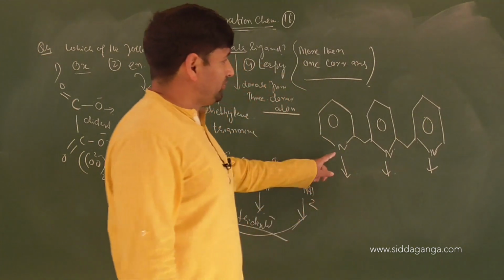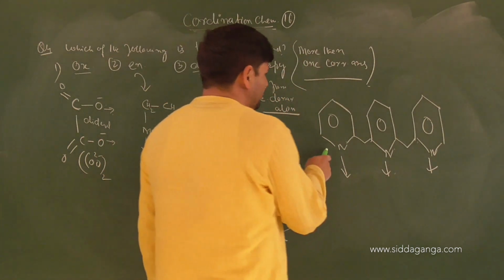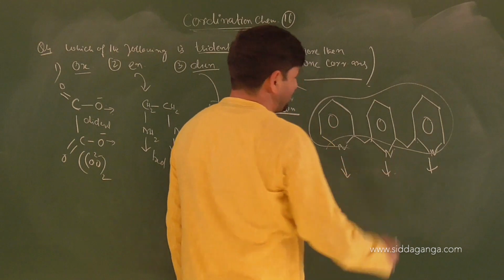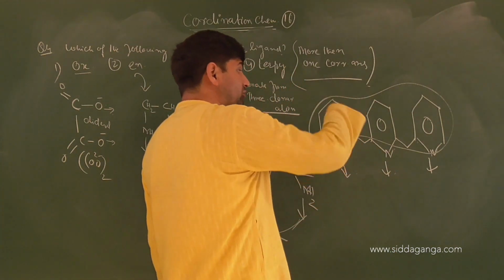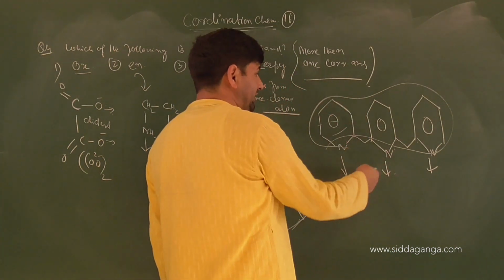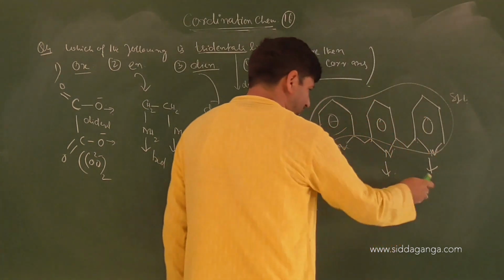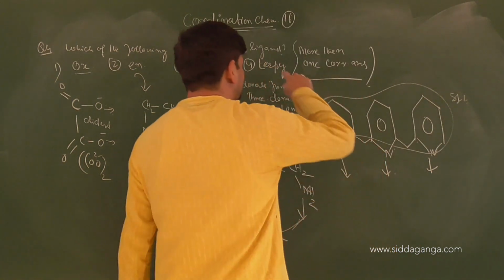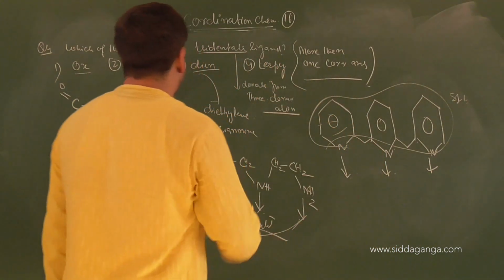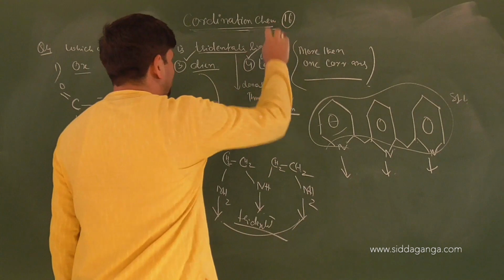Remember, it can also bring macrocyclic effect, but due to the presence of the heavier group attached to that donor atom, this will usually lead to steric hindrance. So this also can donate from how many places? 3 places. So terpy is a tridentate ligand. So the correct options will be option 3 and option 4.